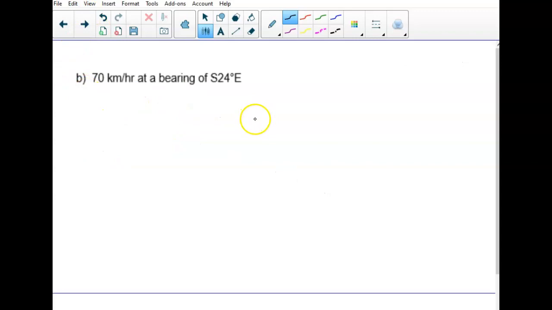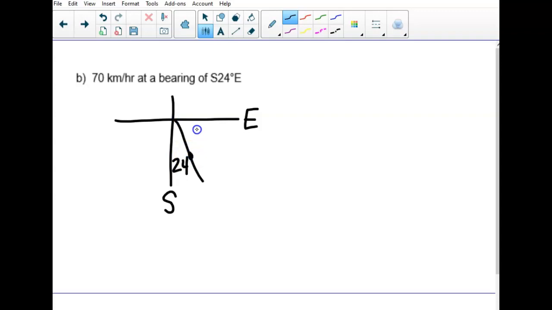I think I won't do this one all the way through with you, but can we at least double check that we can find the angle? 70 at a bearing of south 24 east, okay? So south is down, east is to the right. Off of south 24 degrees, at 70 kilometers per hour. What can we do to find those components?